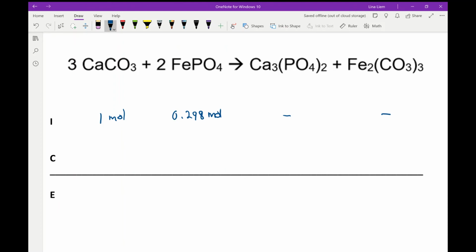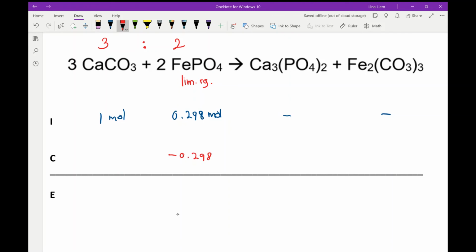None of the products. Remember, our limiting reagent is iron phosphate. This is the limiting reagent. So it is all used up. 0.298 mole are all used up. Now the ratio here is 2:3.